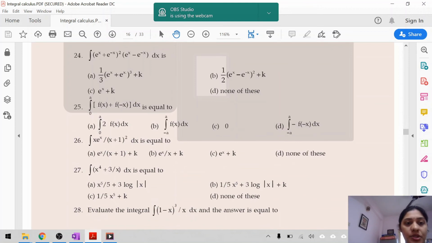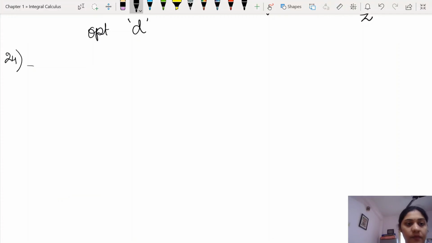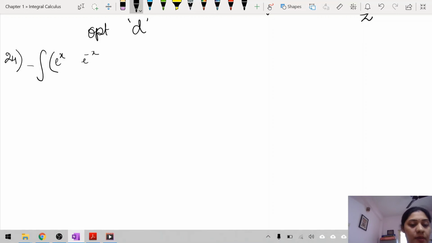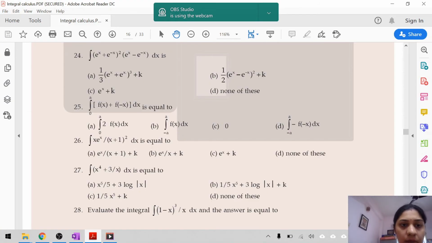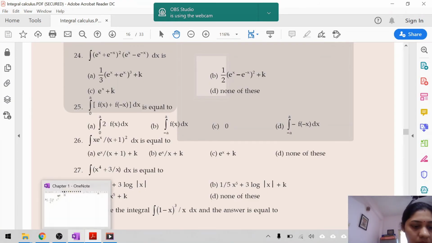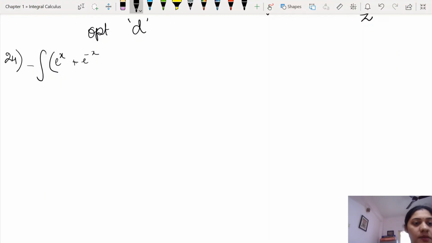Let's take this question down. Integral of e power x plus e power minus x the whole square into e power x minus e power minus x. Is it a plus or a minus in between? I've missed that. There's a plus here with the whole square, and then e power x minus e power minus x dx. This is what we have in the question.